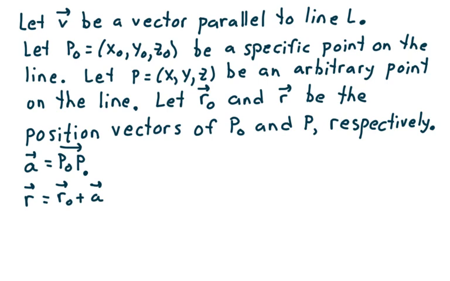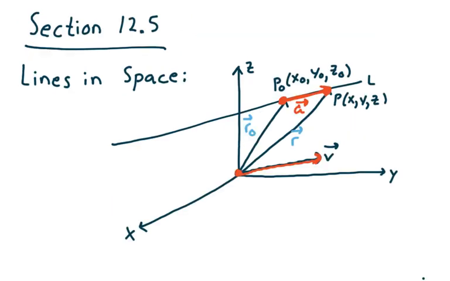So let's circle back to the picture. You can see here that I'm highlighting the specific point. This specific point is P naught. P is right here.